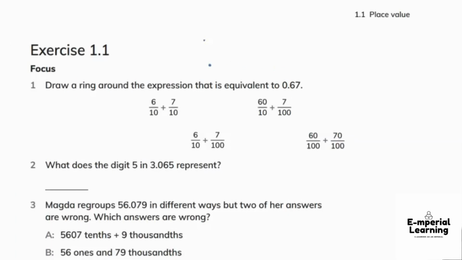Okay, so we are looking at place value, exercise 1.1. Question 1. Draw a ring around the expression that is equivalent to 0.67. From here, we have some expanded form going on. So let's expand this and compare with our answers. In 0.67, 6 is in the tenths place, so it's 6 over 10. Then 7 is in the hundredths place, so that's 7 over 100. And so our answer is going to be this one.